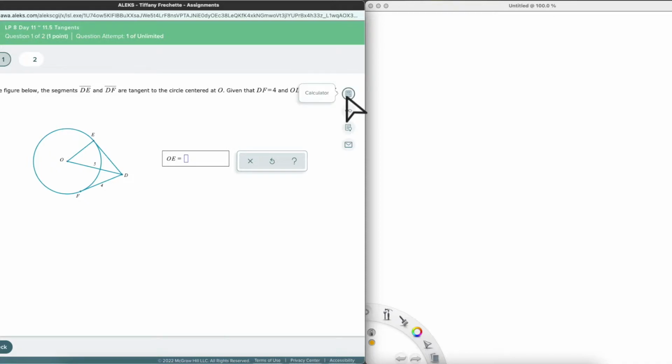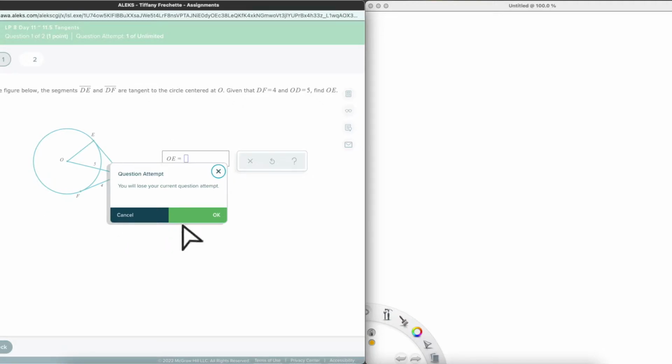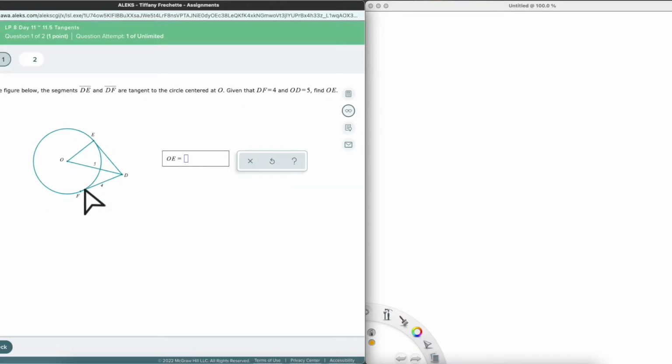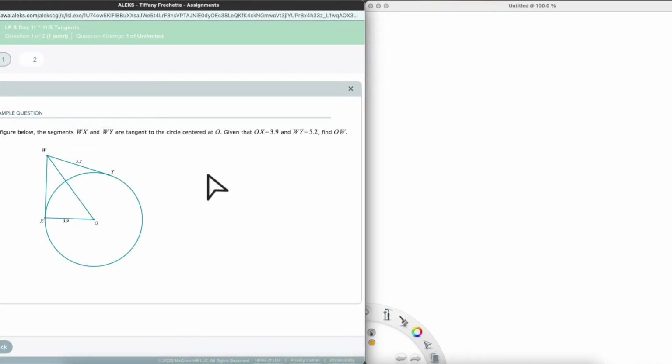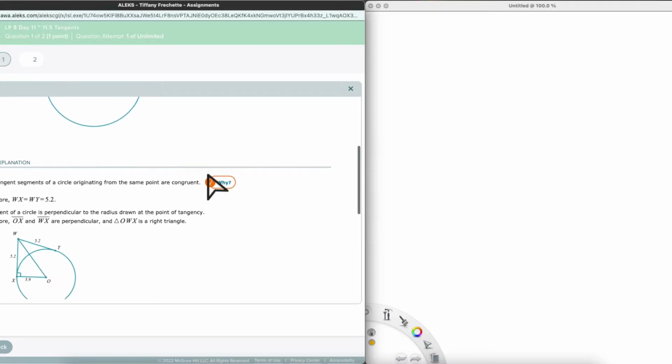On the side here, sometimes we have a calculator. That's not always open, just depends on what we're working on. But we always have explanation, example, and message center. Explanation tells you you're going to lose your current question attempt because it's going to give you the solution to this question. It's not going to give you the solution and then let you come type it in. Example will show you something very similar to what you're looking at, and it'll explain it to you.